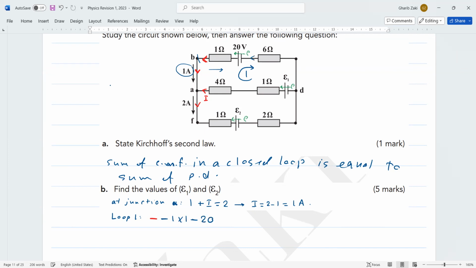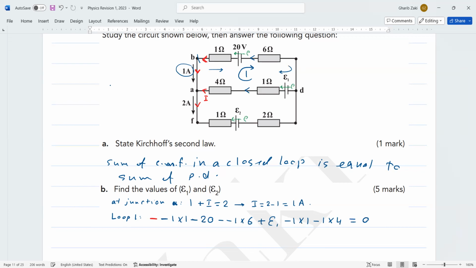Now, the current is 1 ampere and the resistor is 6. So also this is a double negative. Why double negative? Because the current is opposite to the direction of the loop. So 1 multiply 6. Then this is the direction of the loop, so plus E1, because it is in the same direction as the loop. Now, the direction of current in this branch here, so it's negative 1 multiply 1 ohm, and then negative 1 multiply 4, return back to the point B equals 0.